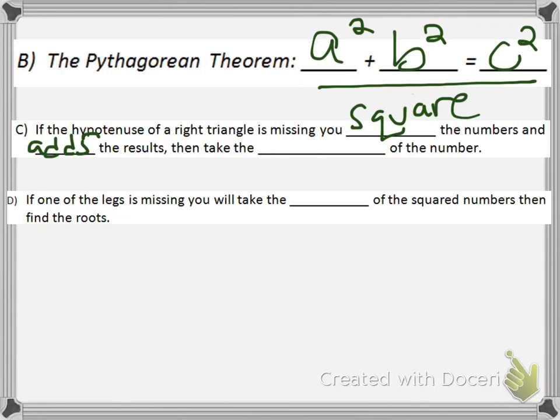What's our favorite thing to do? After you square a number, what's the inverse of squaring a number? Square root. You should write down square root on your paper. If one of the legs is missing, you will take the blank of the squared numbers, then find the roots. If one of the numbers is missing, you will take the difference, or you subtract it, right? So the difference of the squared numbers, then find the roots. And we're only concentrating on the positive roots.